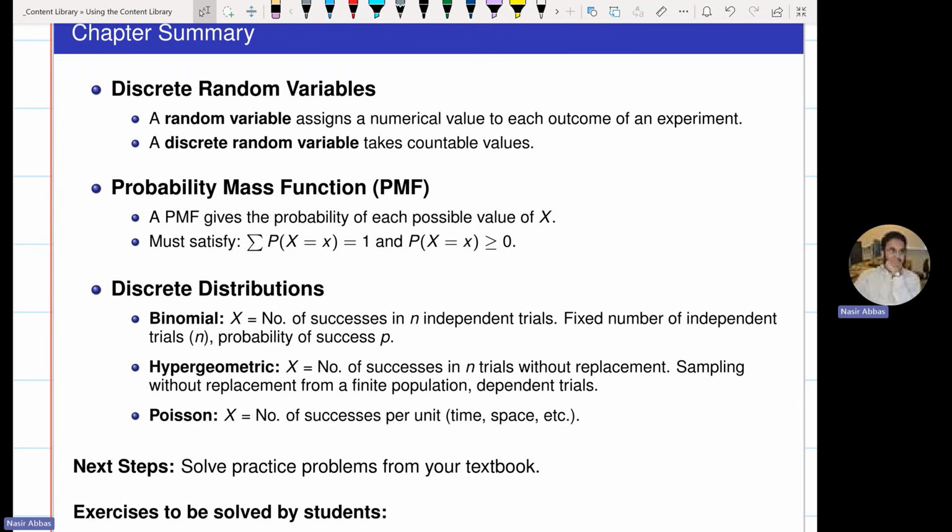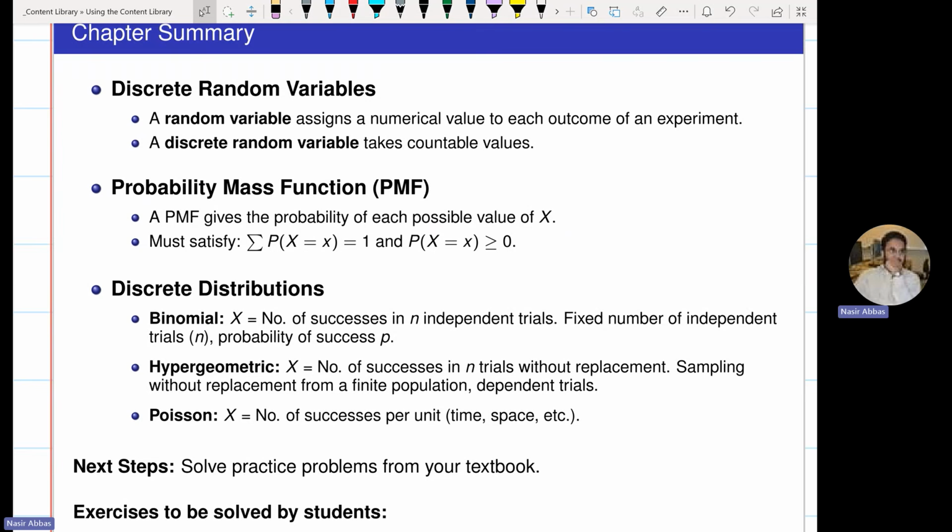Then we discussed the probability mass function. A probability mass function is a function or a table that tells you about all the possible values of x along with their corresponding probabilities. It satisfies the following two conditions: the sum of the probabilities should be 1, and each probability should be greater than or equal to 0. Expect sometimes a question where we'll give you the table and one of the probabilities is missing.